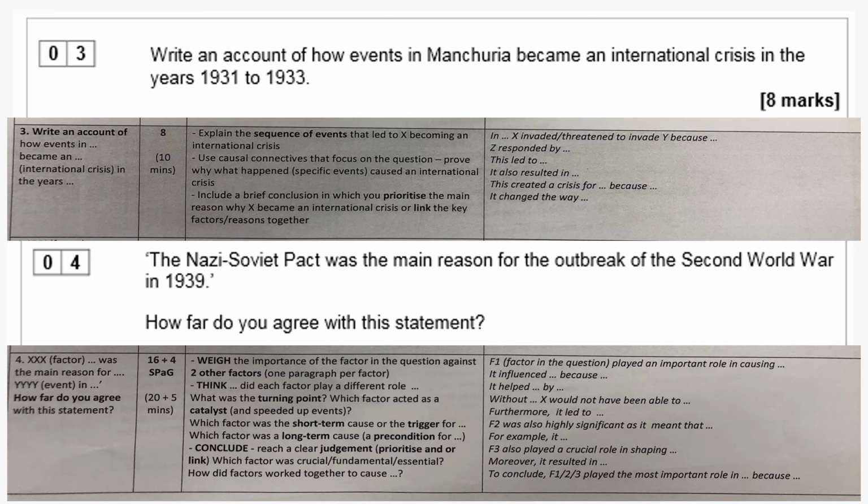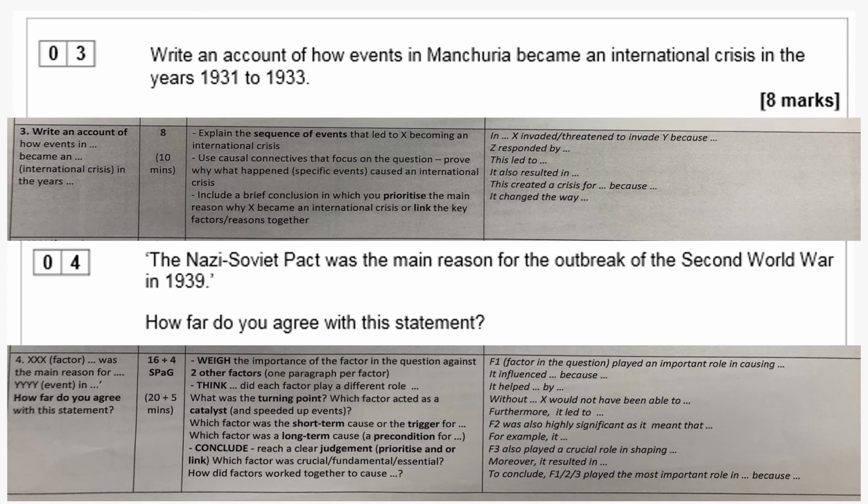Number four, the Nazi-Soviet Pact was the main reason for the Second World War. As I've said, in each paragraph, you need to consider a different factor. In your first paragraph, you could talk about the Nazi-Soviet Pact being the trigger event for the war, because you'd say, within a week of signing the Nazi-Soviet Pact, Germany had invaded Poland, as it didn't have to go to war with Russia, meaning Germany could avoid a war on two fronts. So it wouldn't have to fight Russia and France at the same time. It would only have to fight France, because France would declare war when Germany attacked Poland, but Russia wouldn't.